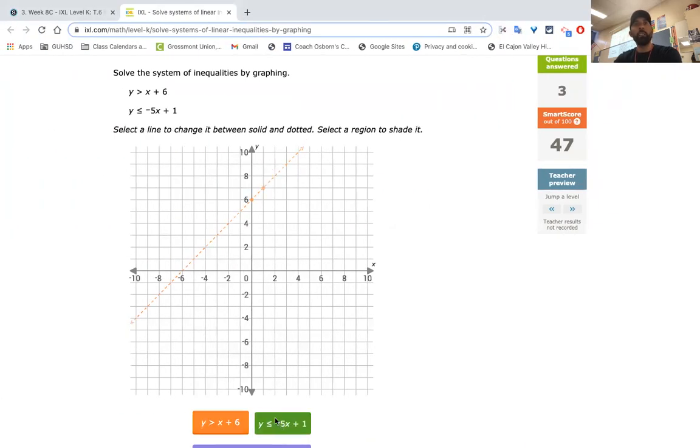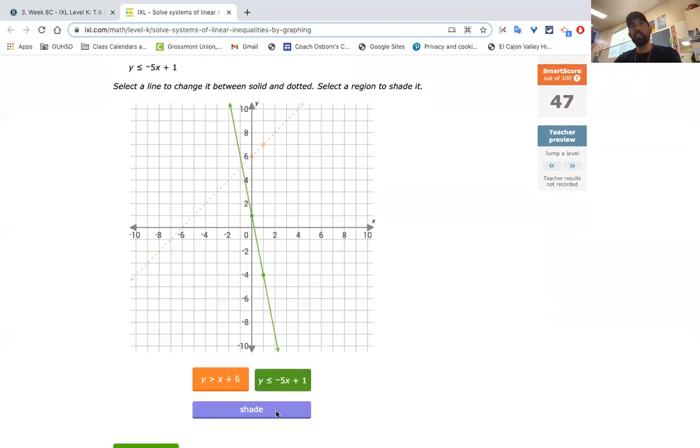Okay, then we go to the next line, click on that button, start at 1, and it's -5 this time, so down 1, 2, 3, 4, 5, then right 1. And this one is now equal to, it's less than or equal, so it's solid. So let's go to the shade now.